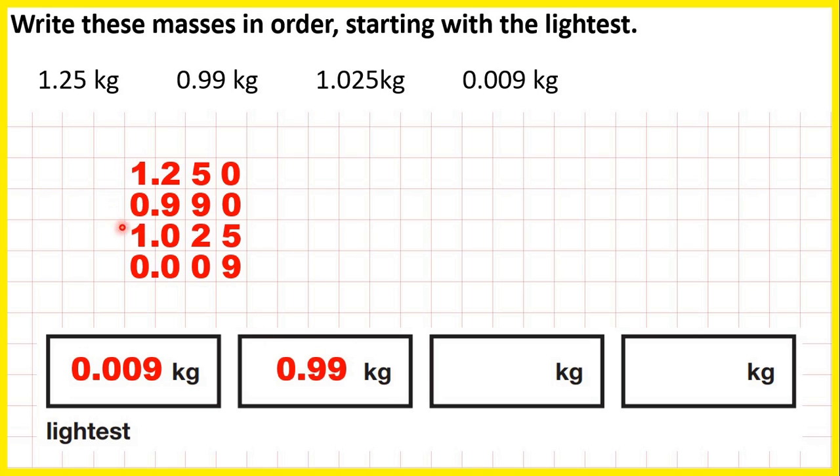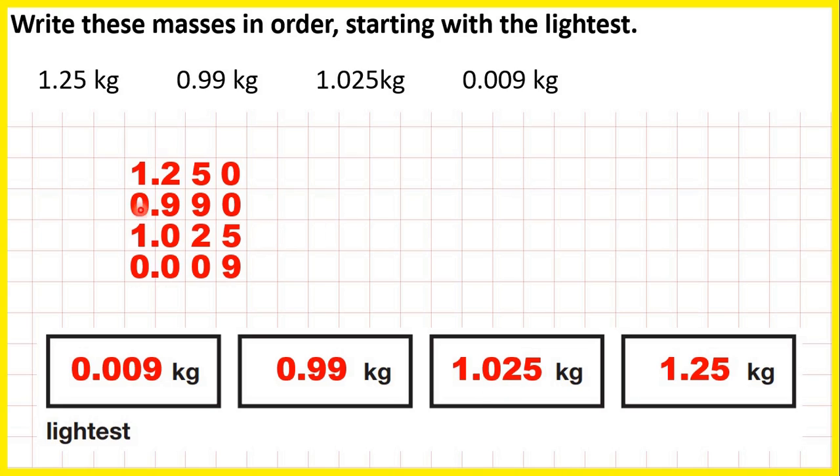Then both of our remaining numbers have 1 in the ones, but if we look to the tenths, here we have 2, but here we have 0. So that means 1.025 will be next, and then our largest mass is 1.25, because that has a 1 in the ones, but it has a 2 in the tenths, and this number has a 0 as the tenths digit.